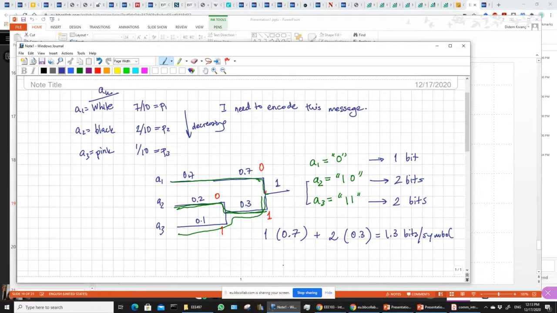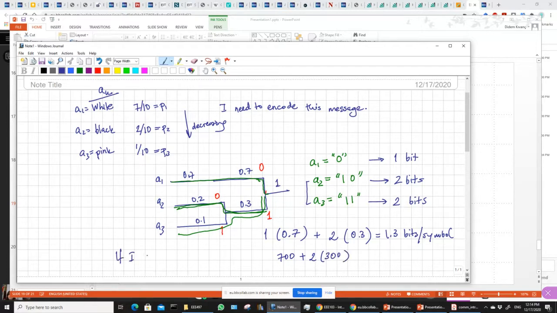Now think of it this way: if I had 1,000 symbols that I want to encode, about 700 of these would be 1 bit, because they'll be white, right? Roughly, okay. So 700 bits for the whites. And then for all the pixels that are black and pink, there are going to be about 300 of those. I need to write down 600 bits.